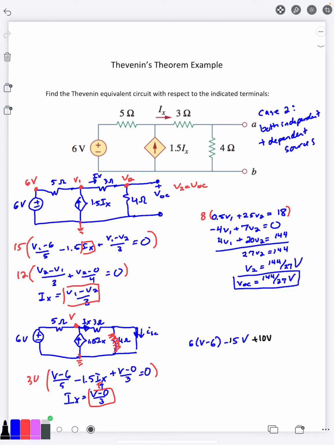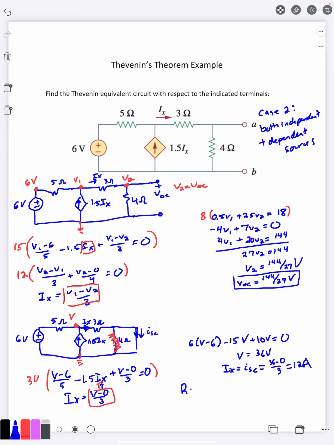Plus 10V equals 0. And let's see here, that's going to be 16 minus 1, so V equals 36 volts. Once we find that, we can find our Ix, which is the same as ISC here, being that (V minus 0) over 3 is going to be 12 amps.